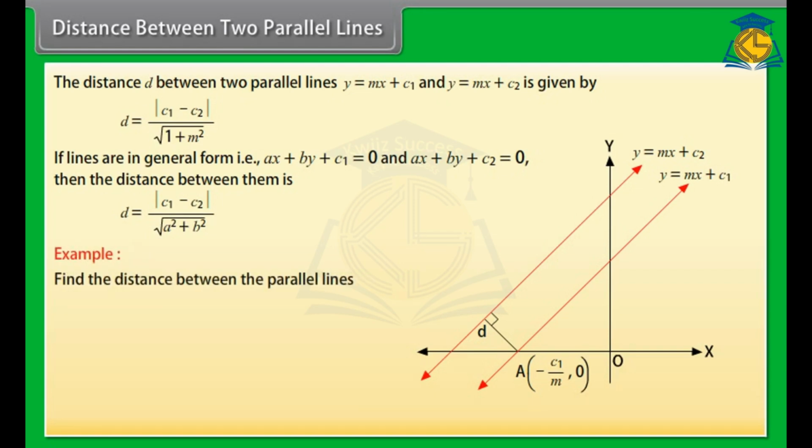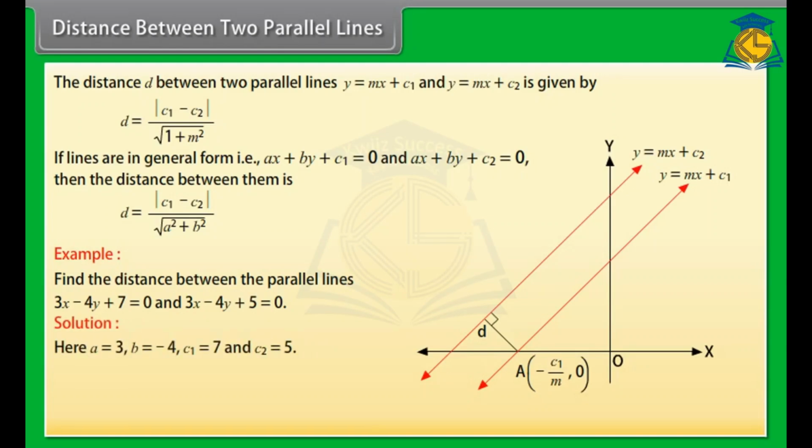Example: find the distance between the parallel lines 3x - 4y + 7 = 0 and 3x - 4y + 5 = 0. Solution: here a = 3, b = -4, c1 = 7 and c2 = 5. Therefore, the required distance is d = modulus of (7 - 5) by square root of (3 square + (-4) square) = 2/5.